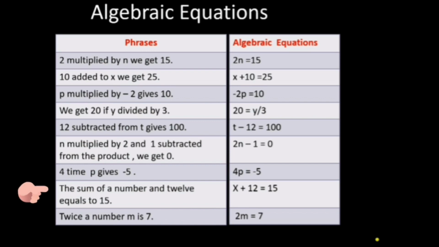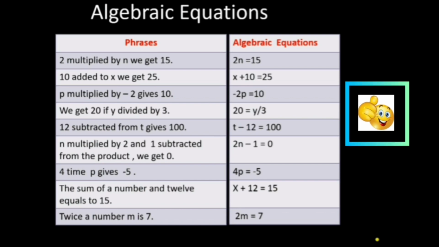The sum of the number and 12 equals 15. X plus 12 is equal to 15. Twice a number m is 7. 2m is equal to 7. Note here, the variables are given to us in these statements. So, we have used the given variables to write the equations. Now, I am sure you must have understood how to write the algebraic equations from given phrases.